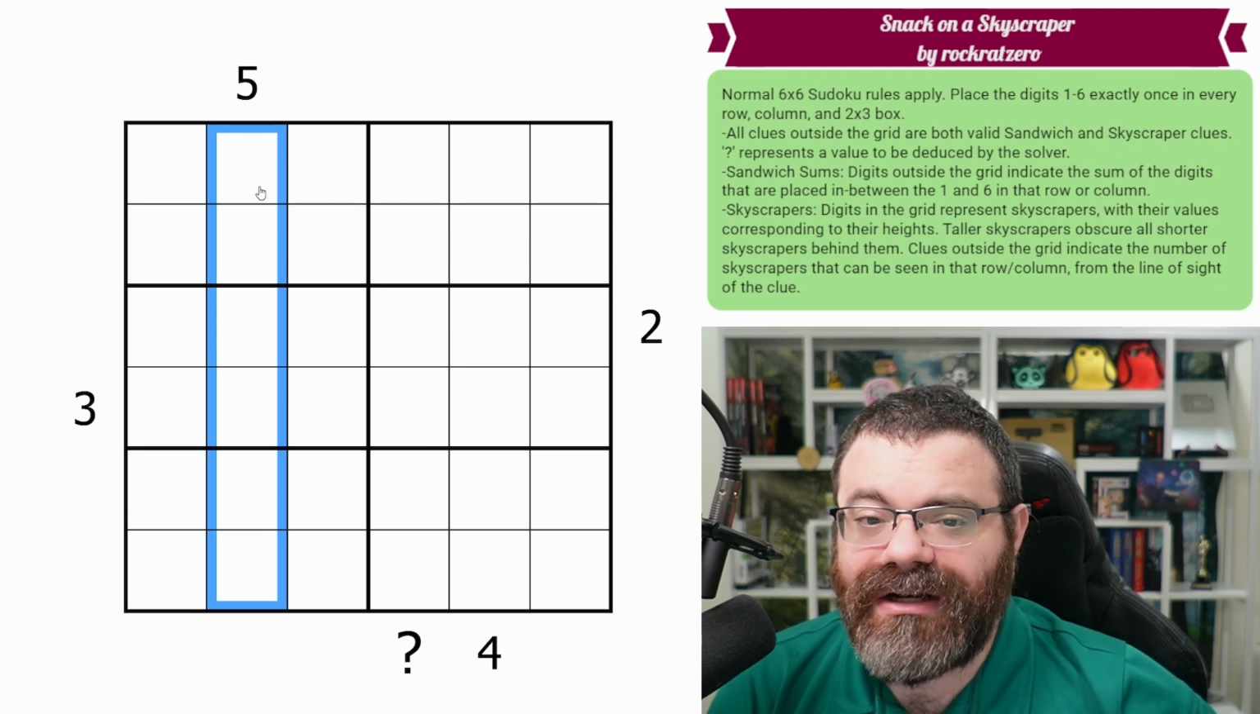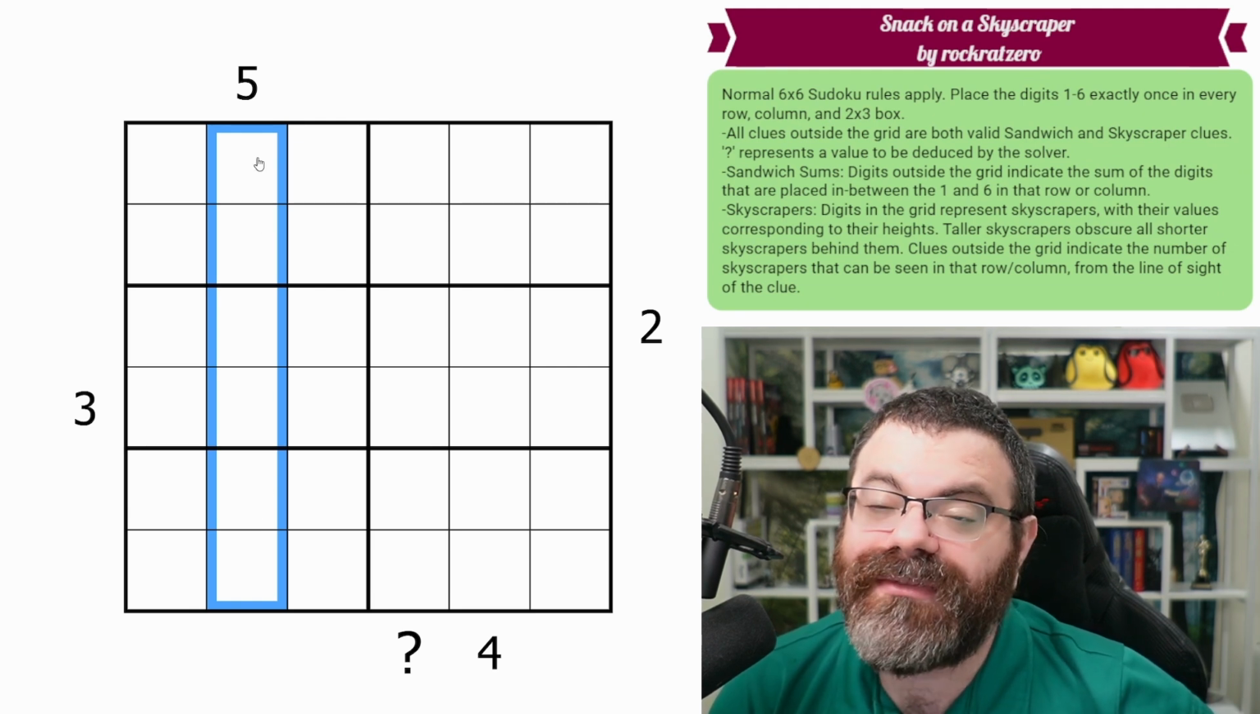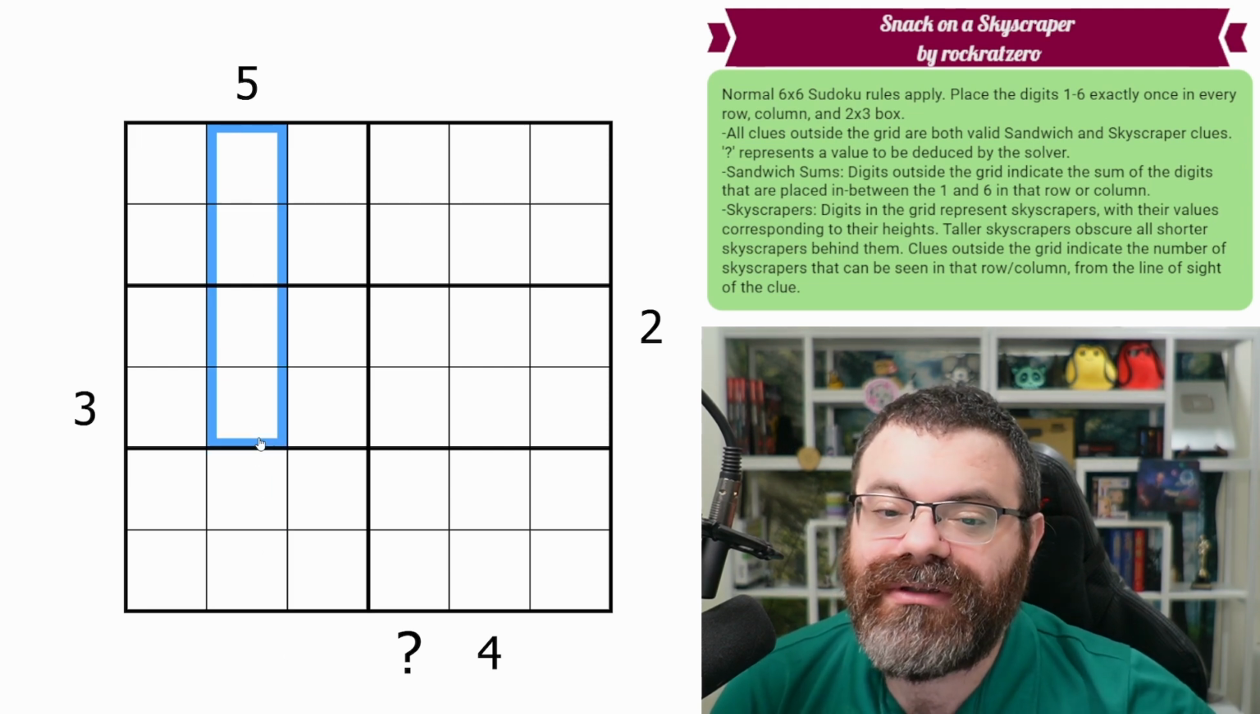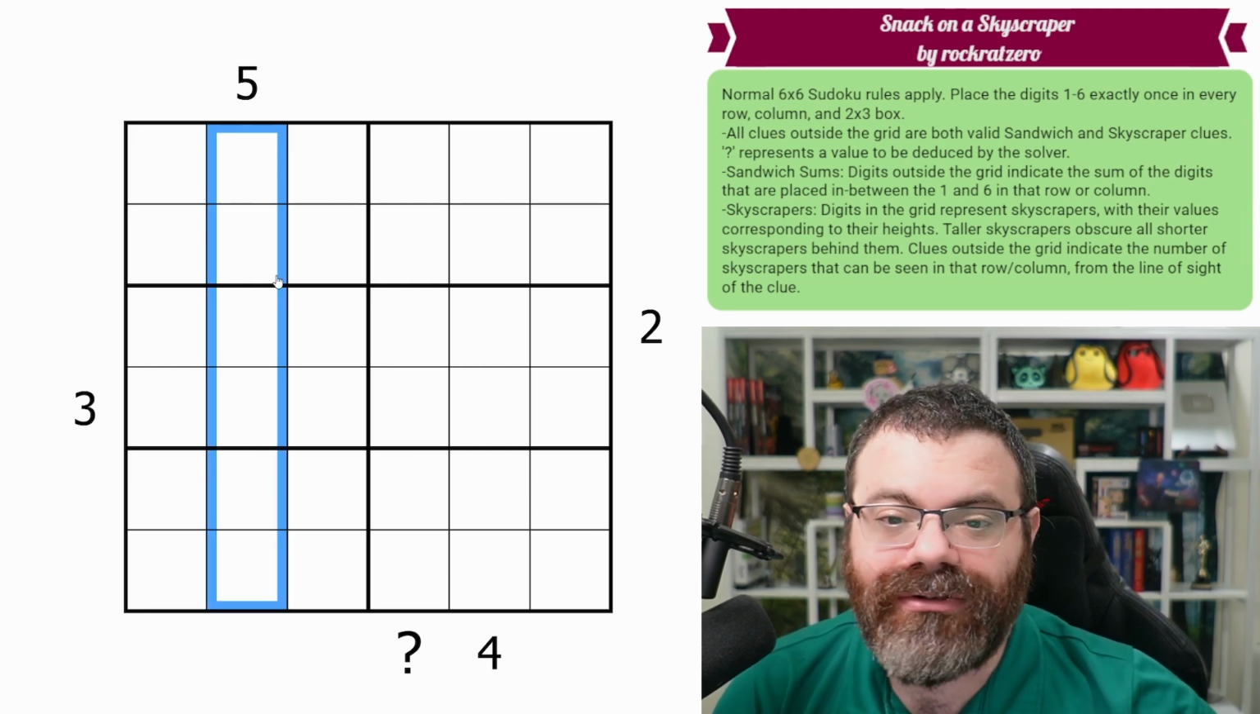So first of all, they are sandwich sums. So they're both sandwich sums and skyscrapers. I'm going to go over them individually as if it wasn't both, just to go over the rules, because I don't want to accidentally start doing logic while I go over the rules.